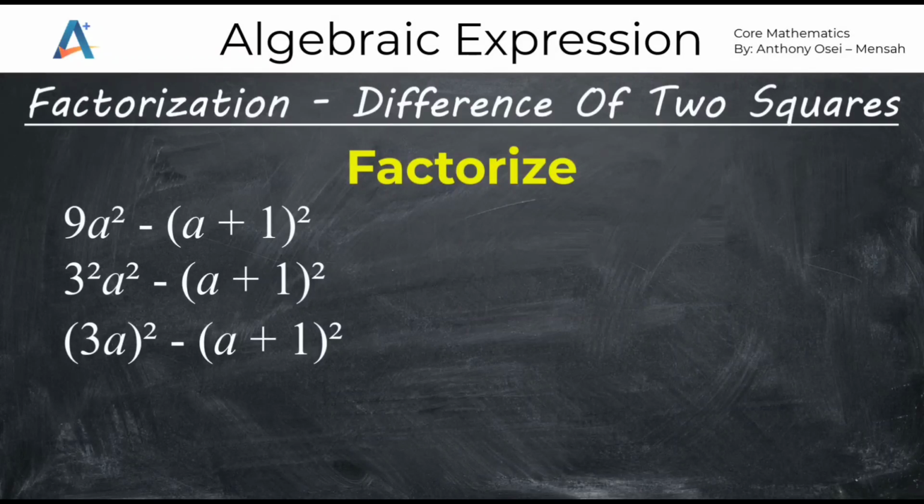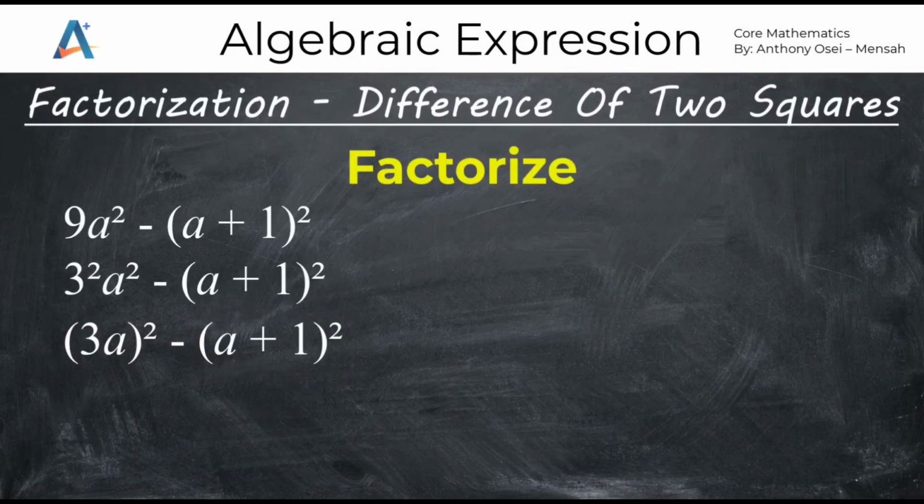So from the board, you can see that 3a squared becomes the first square, and then a plus 1 all squared becomes the second square. Don't get confused with the a plus 1 all squared. Just consider it as a single square, which is called a plus 1. If you treat it as a single square, you'll be able to know that this is our first square and this is our second square.